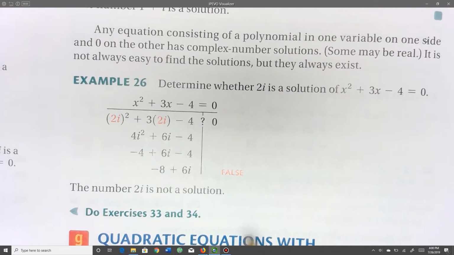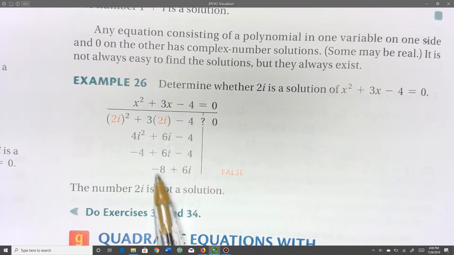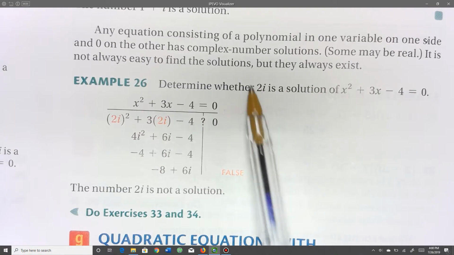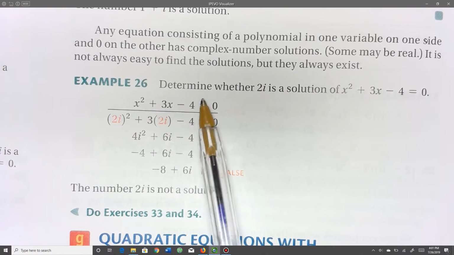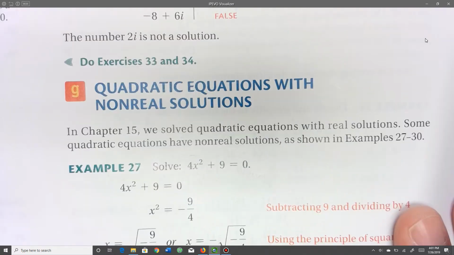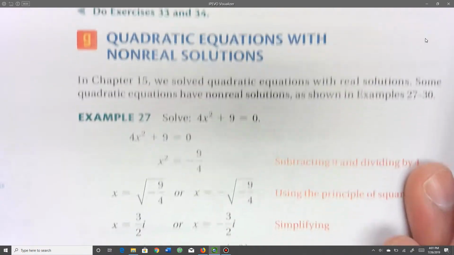Now, if you get a false statement, you know that this is not a solution. 2i is not a solution of this equation. Okay, but I'm going to go ahead and skip that. I don't think I'm going to assign one of those problems, so don't worry about that.